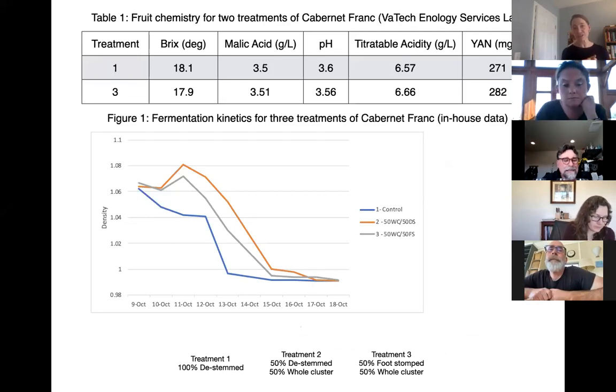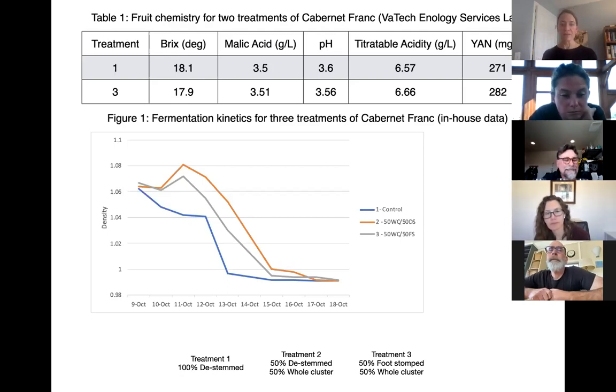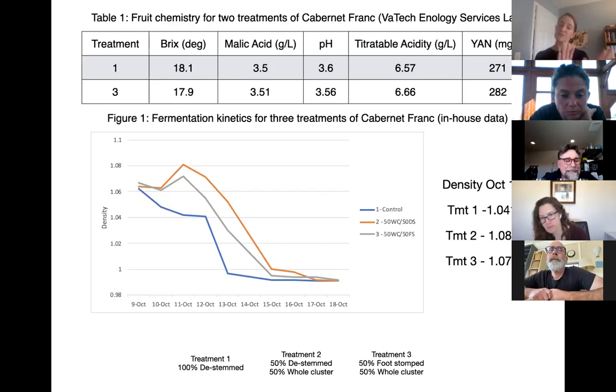When we look at the fermentation kinetics, there are some interesting observations, and Tim and I have talked about this a little bit already. Much like we would expect, the control went more quickly than the other 2. That makes sense. There's a lot of juice in there to get things going. In this case, we had a slightly slower progression in treatment 2 than in treatment 3. So the one that's 50% destemmed and 50% whole cluster went a little bit slower than the one that was foot stomped and whole cluster.